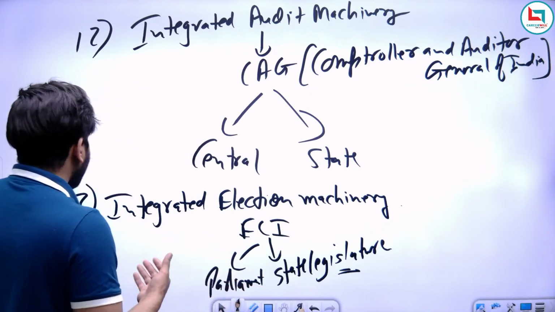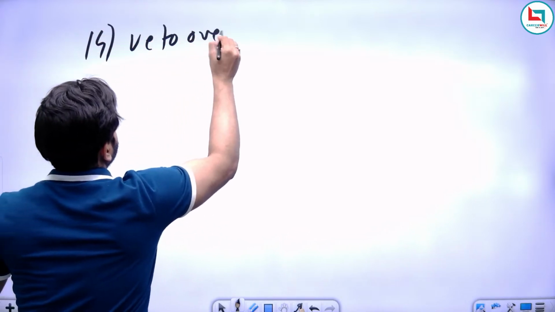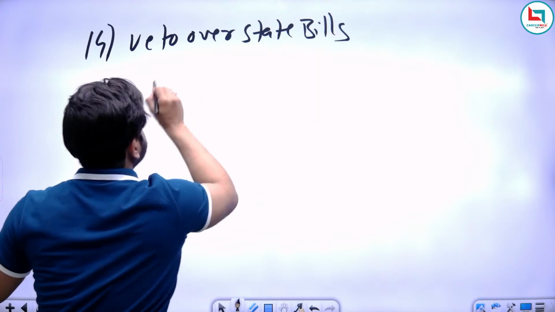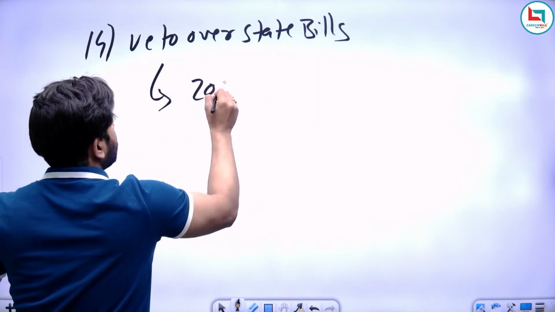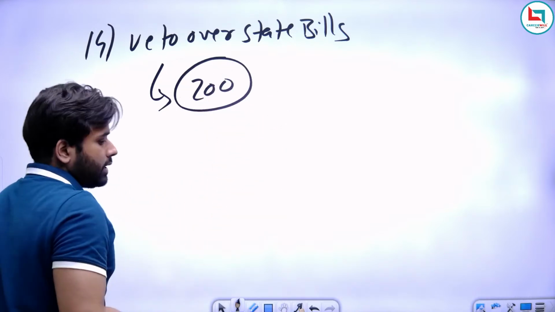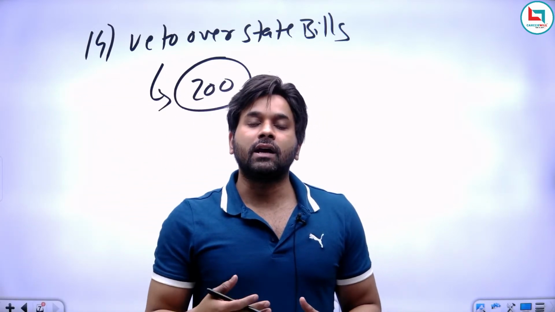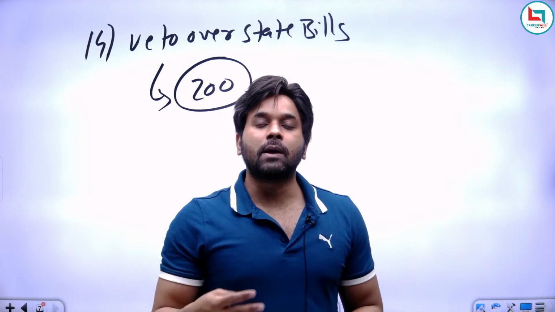So this was the 13th unitary feature, and now the 14th and the last unitary feature is veto over state bills. Now what does it mean? See, a few minutes ago I discussed Article 200. Under Article 200, the governor has the power to reserve a bill for the consideration of the president. Under Article 200, there are 4 options available with the governor.